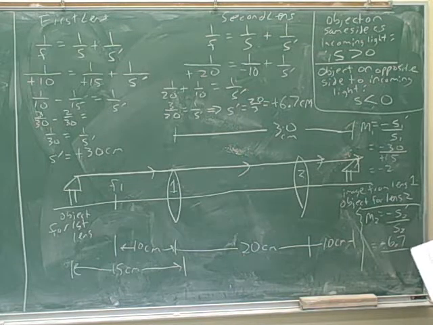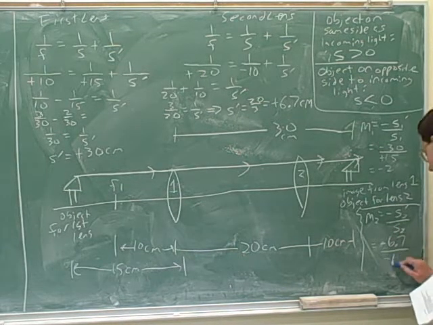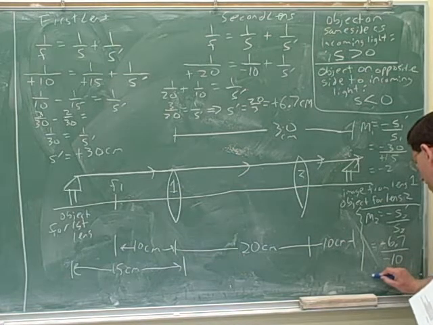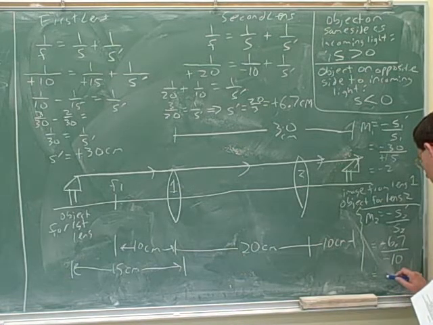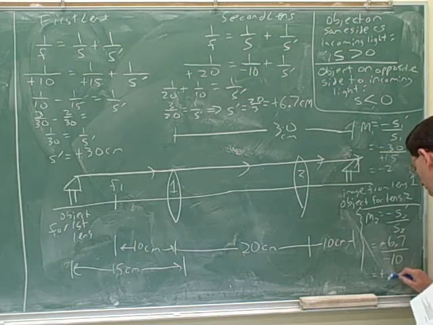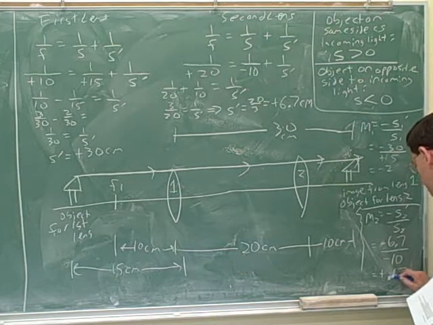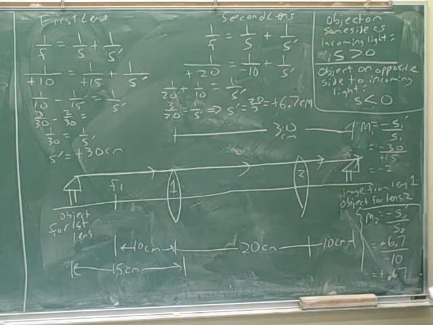Now, for the first time that you and I have worked together, we have to put in a negative number for the object distance because S2 is also negative. So that gives you 0.67, positive 0.67. Positive 0.67 is M2. So then that would mean that it would be upright, the final image.